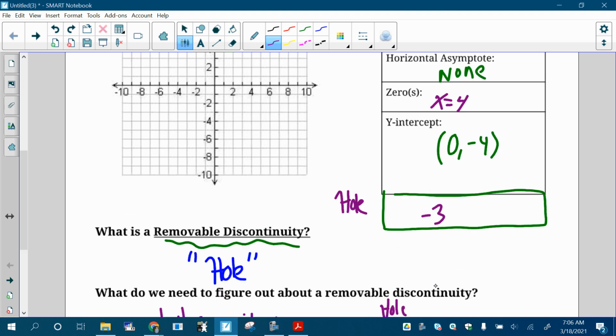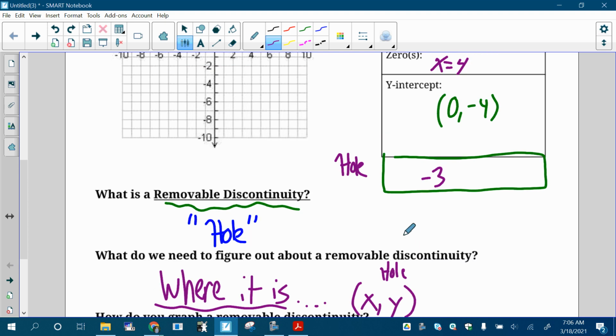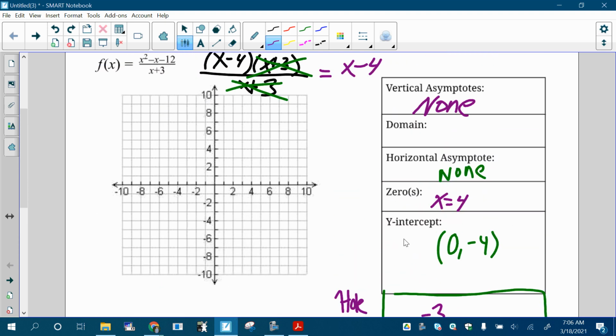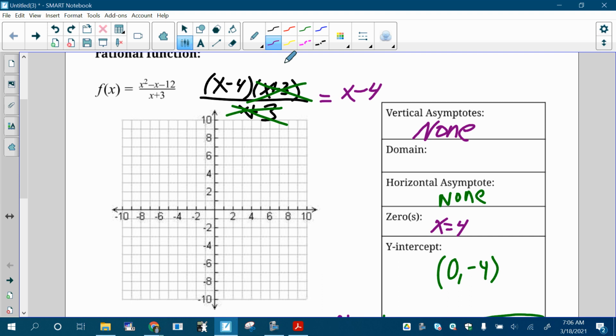But what do we need to figure out about the hole? We need to figure out where it is, an x and a y. Whatever you cancel is going to tell you the x of the hole, but you need to figure out the y. Oh, you just take your x and plug it in. Now be careful, you plug this x into the simplified version.